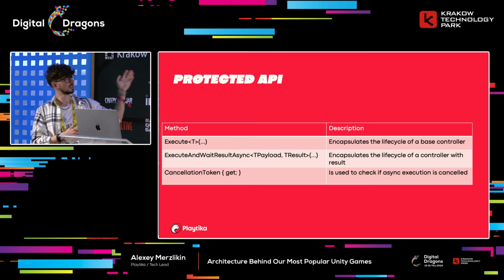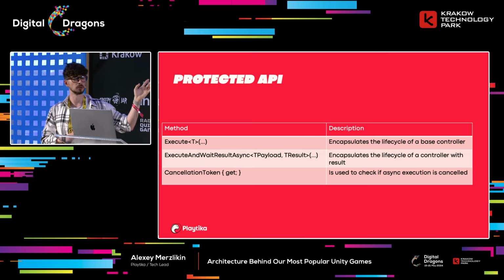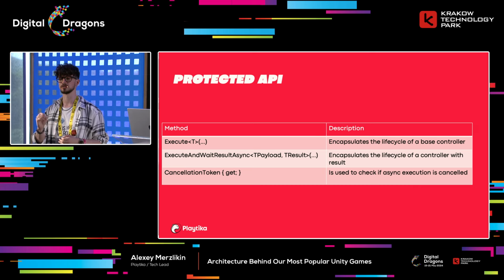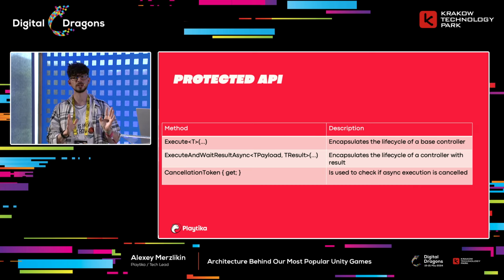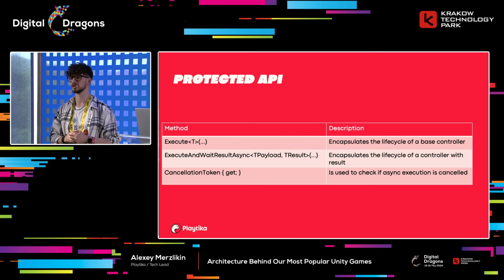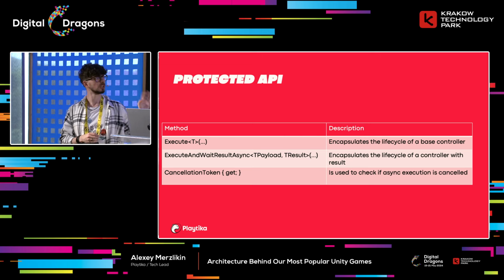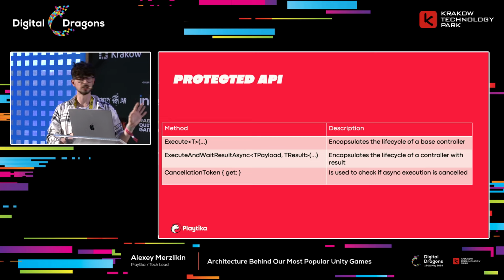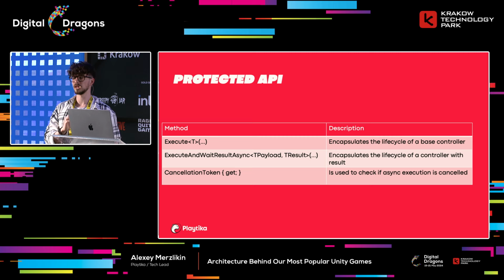We also have the protected property with the cancellation token. So at any point in the controller's lifecycle, you can check if its async execution is canceled. For example, we don't need to play a sequence of idle animations when a player clicks to close the feature immediately. So by checking the token, we can interrupt our async animation flow instantly. We also have other logic in controllers, and they are all located in private methods that are invoked in initialize.